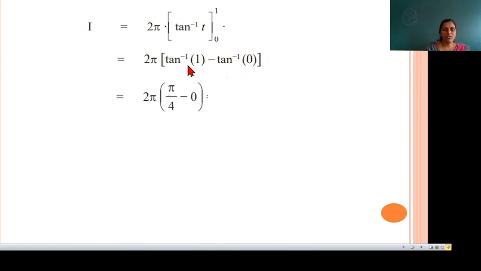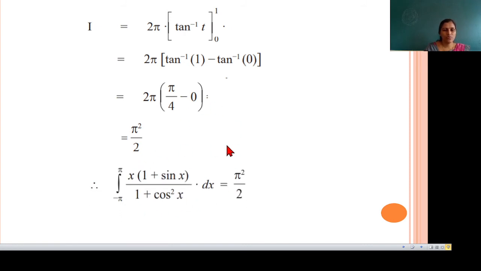So we put the value of tan inverse of 1 as pi by 4, and tan inverse of 0 as 0. So after calculation, we observe that the answer will be pi square divided by 2. So the integration of this term is pi square by 2.